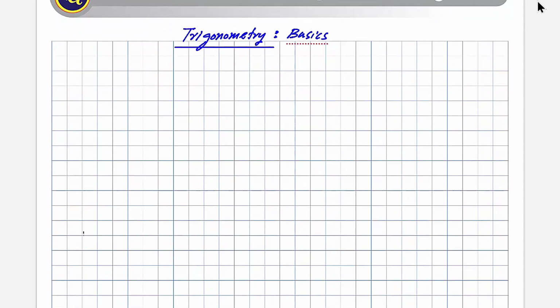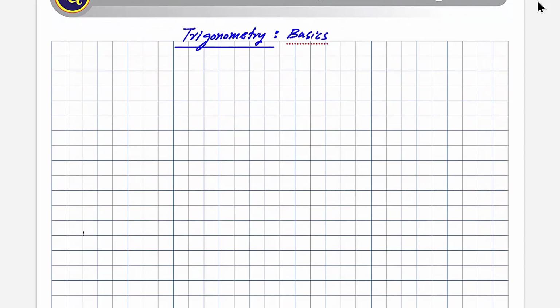So this is trigonometry basics. Okay. So I would say trigonometry basics. So when we try to understand trigonometry, we know obviously we talk about triangles.